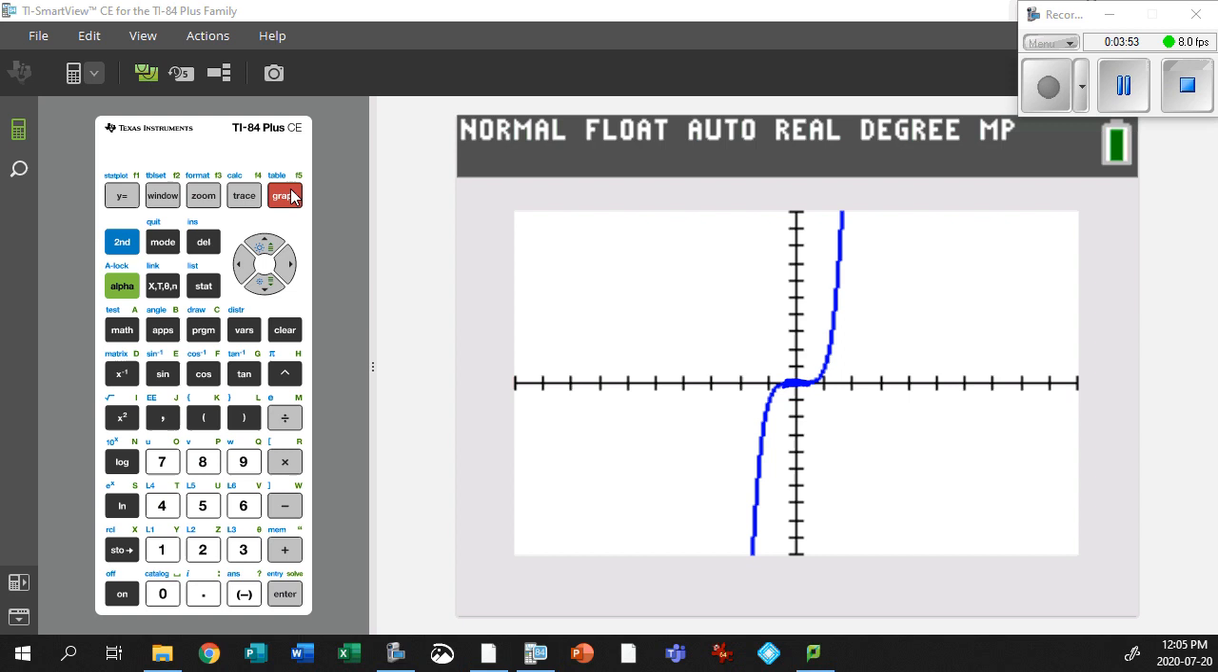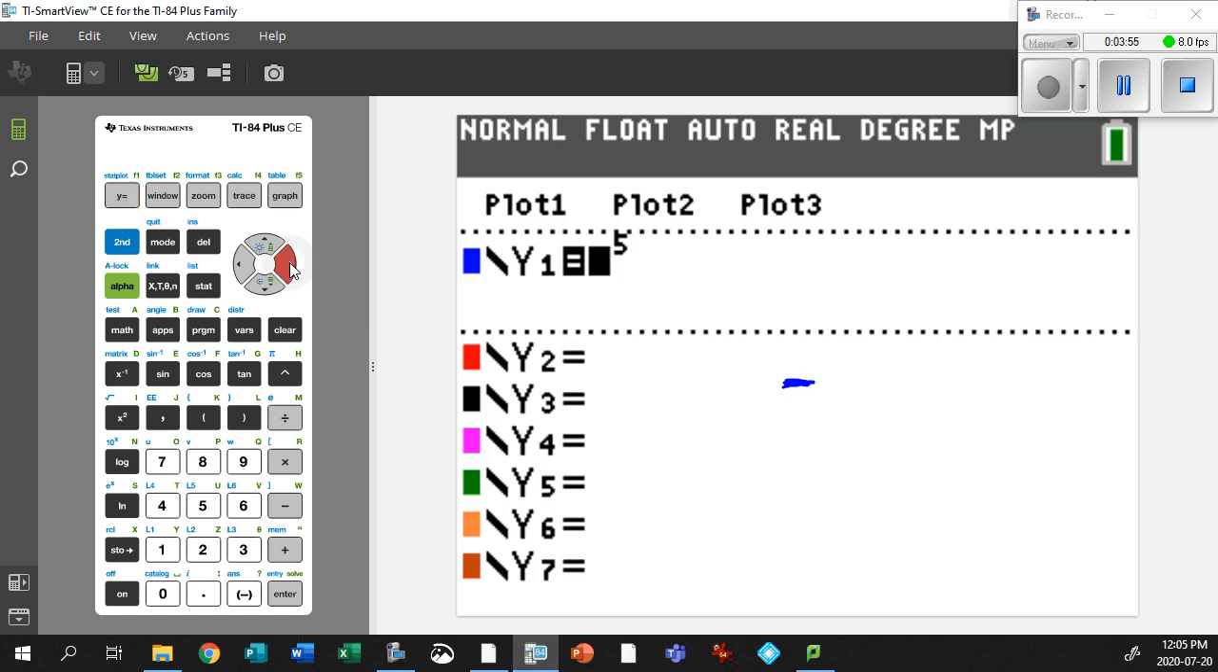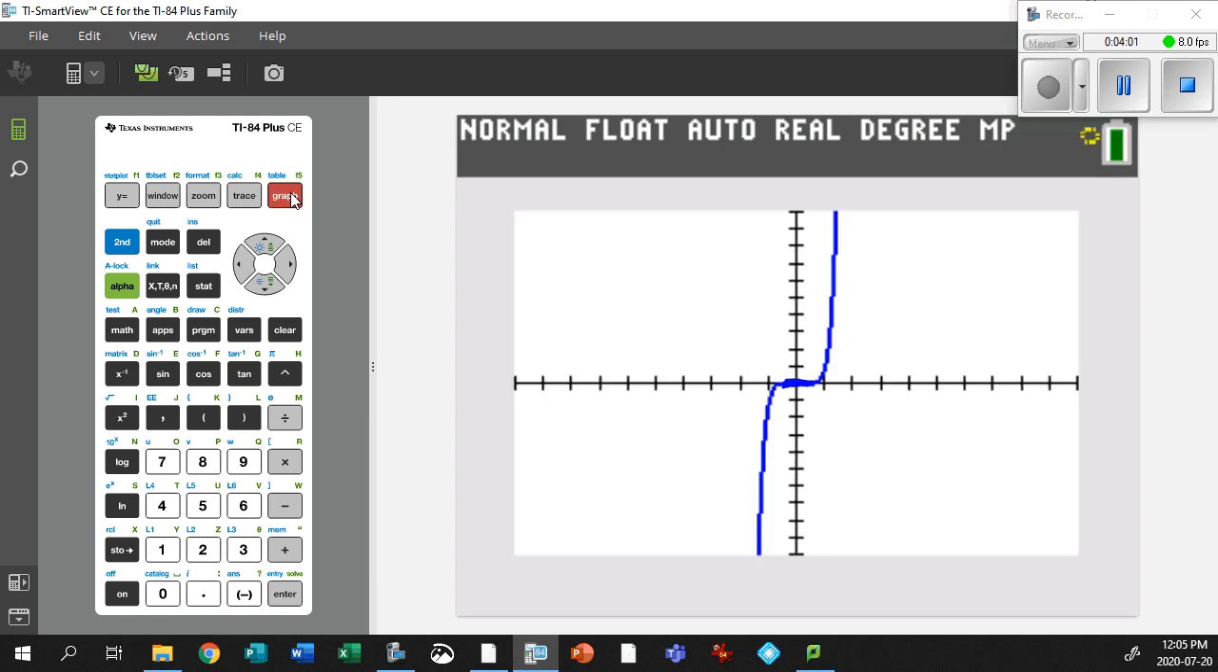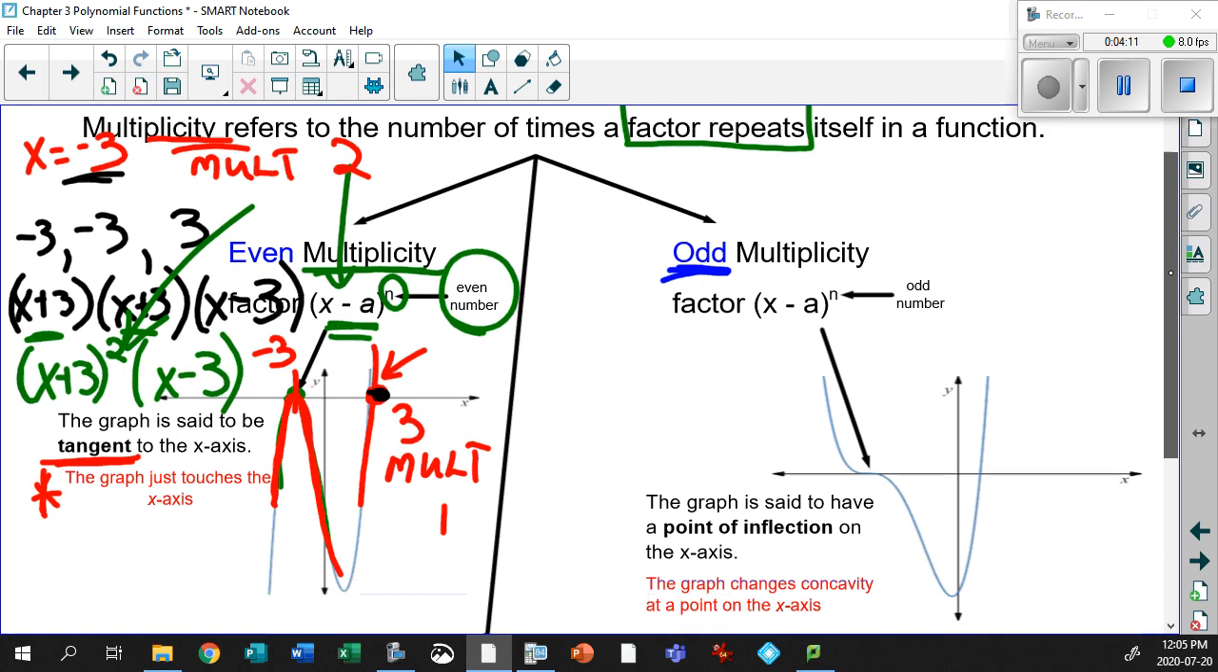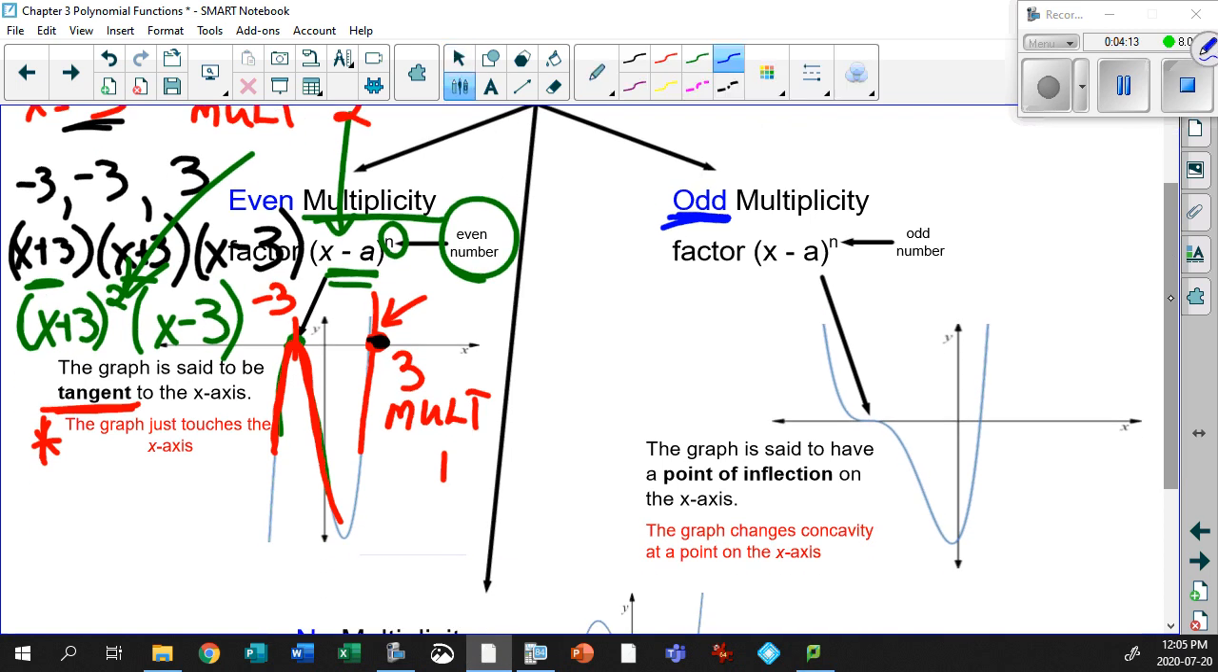Okay, let's go to another multiplicity. Check this out. Let's go to a multiplicity that's got a degree of 7. Another odd degree. Graph it. Oh my, it looks the same. It still gives you that kind of S shape to things. So going back to the notes here, what can I say about an odd multiplicity? An odd multiplicity, there's the S shape.